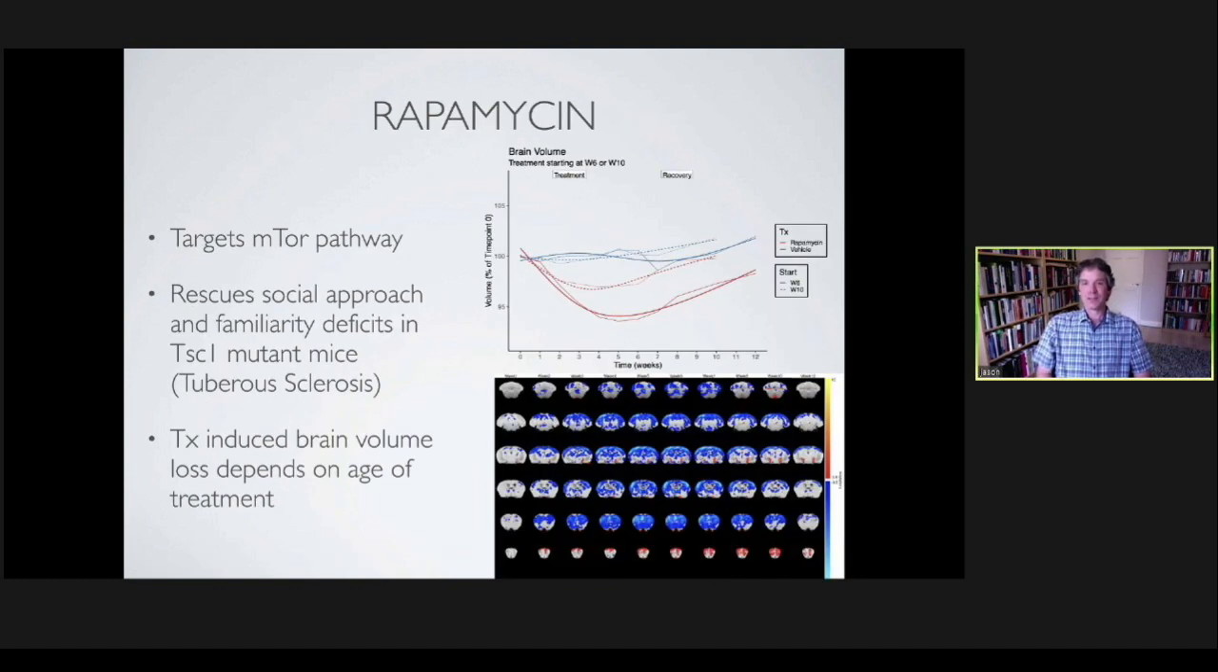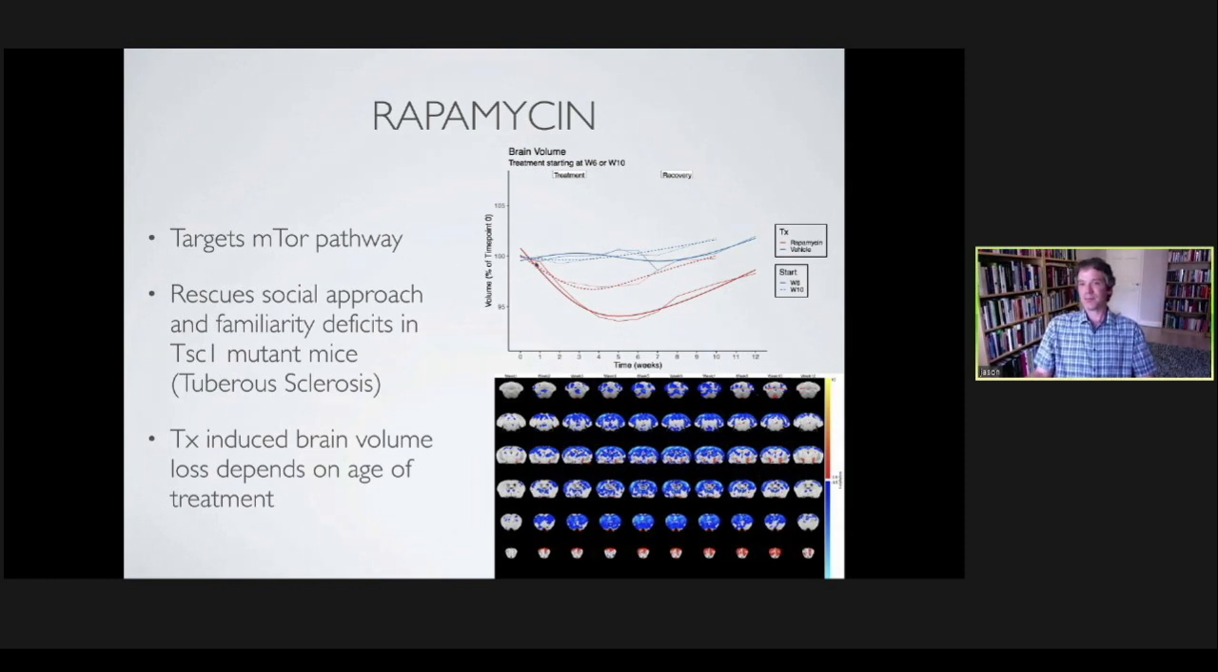Somewhat similar, we looked at a study of rapamycin, effects of rapamycin on the brain. So this is rapamycin targets the mTOR pathway, which can be considered likely treatment candidate for potentially variants of autism, particularly for tuberous sclerosis. In previous studies, they've shown that rapamycin treatment can rescue social approach and familiarity deficits in TSC1 mutant mice, but they also induce volume decreases just due to treatment alone. So we examined this in wild-type mice, looking at the effects of rapamycin treatment at these therapeutic doses.